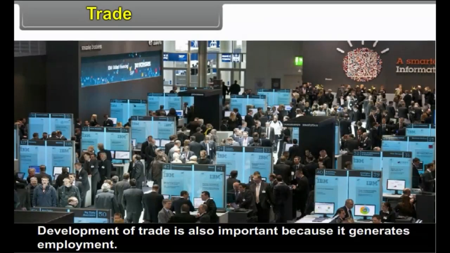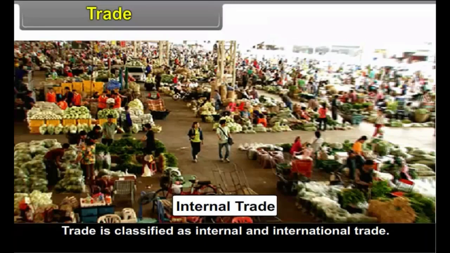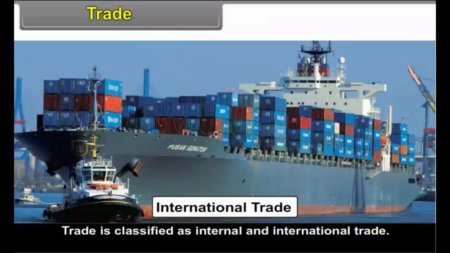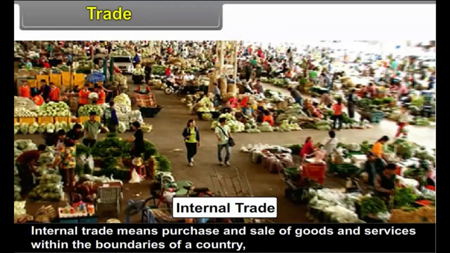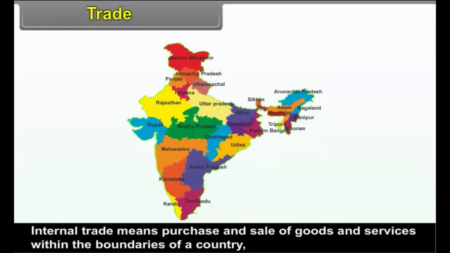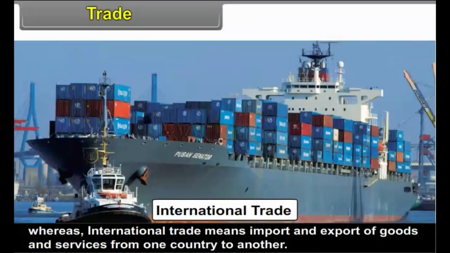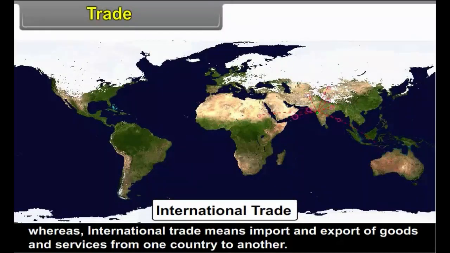Trade. Development of trade is also important because it generates employment. Trade is classified as internal and international trade. Internal trade means purchase and sale of goods and services within the boundaries of a country, whereas international trade means import and export of goods and services from one country to another.